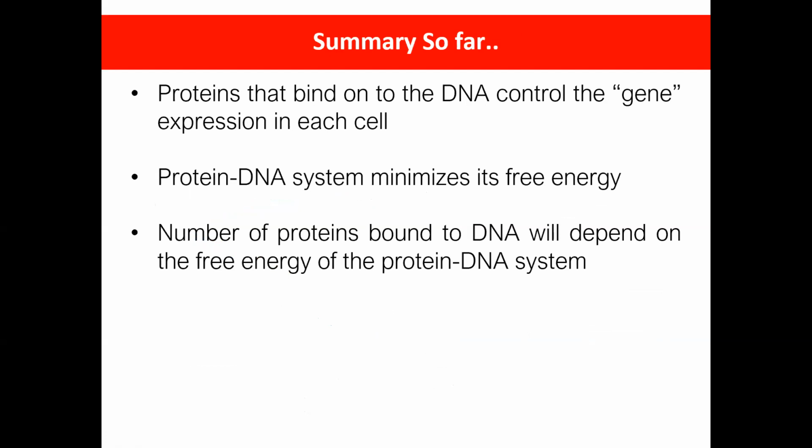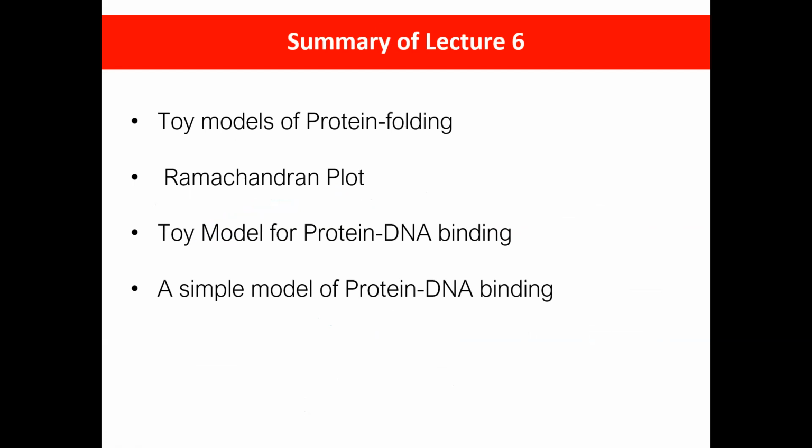So the summary of what I told you so far: proteins that bind onto the DNA control the gene expression in the cell, and this protein DNA system minimizes free energy, and the number of proteins bound to the DNA will depend on the free energy of the protein DNA system. Okay, that is what we found from this problem. All right. So this is the summary of today's lecture: we discussed the model of protein folding, we discussed the Ramachandran plot, and finally we looked at a simple toy model for protein DNA binding.